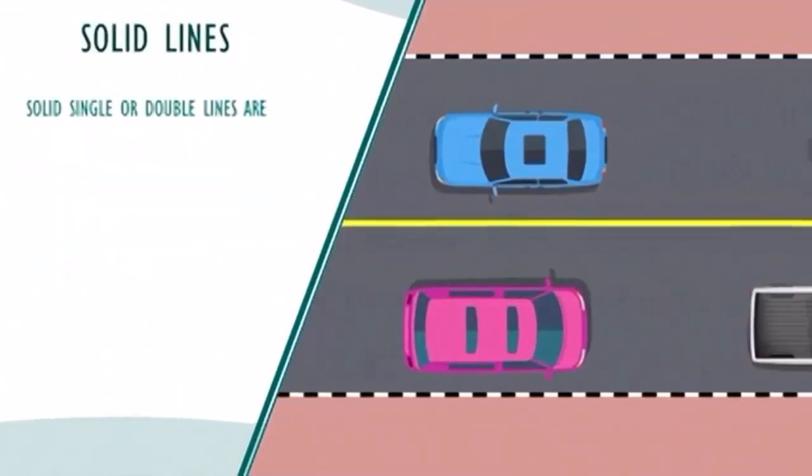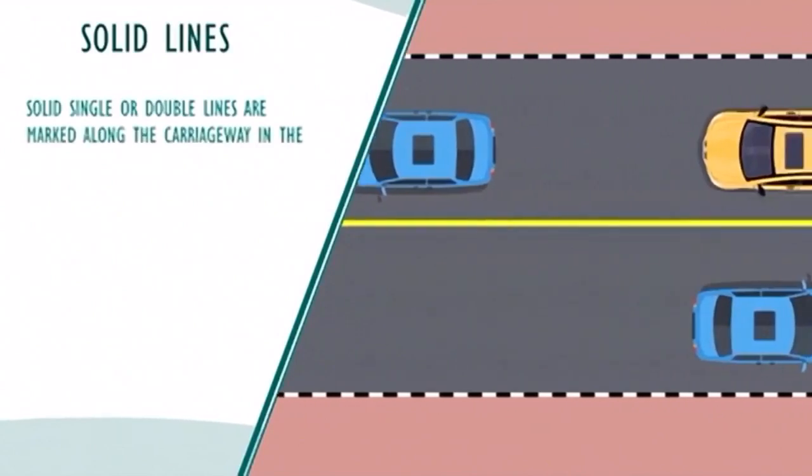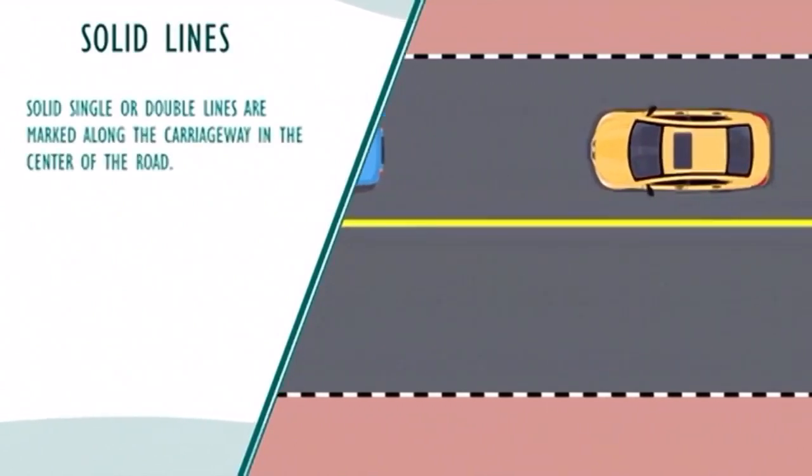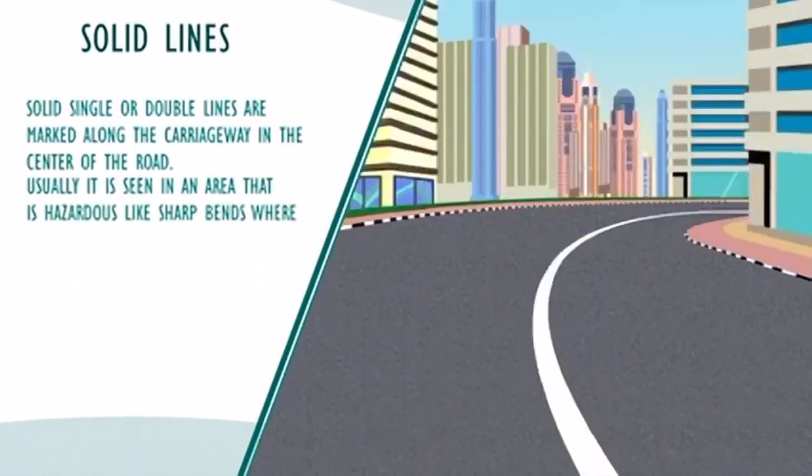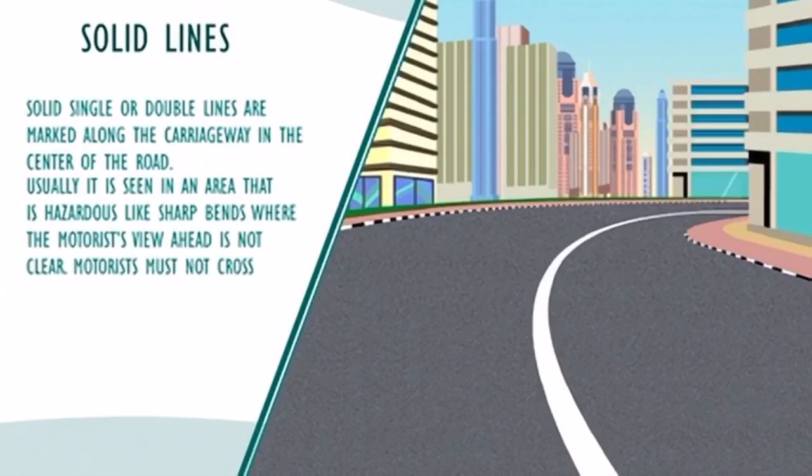Solid single or double lines are marked along the carriageway in the center of the road. Usually it is seen in an area that is hazardous, like sharp bends, where the motorist's view ahead is not clear. Motorists must not cross these solid lines.